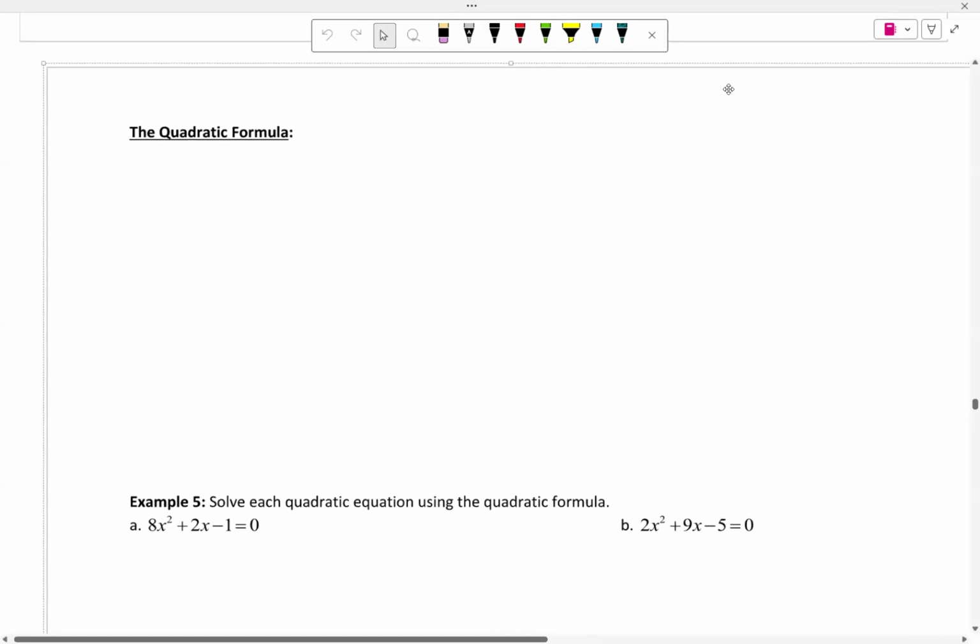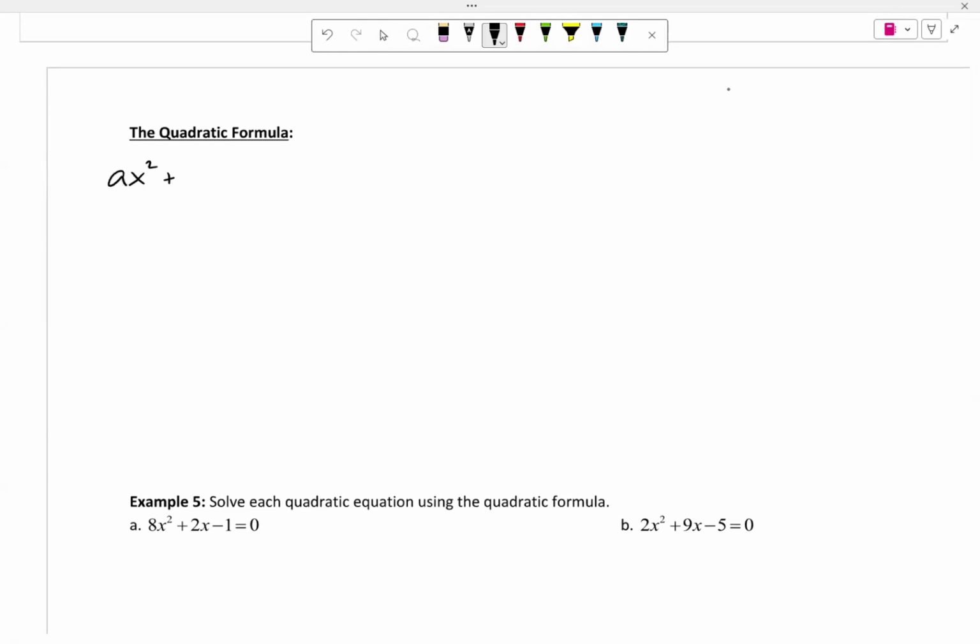Now, how do we know that formula is true? We're going to solve it. We're going to start with a quadratic equation from which I've taken away all the numbers and replaced them with arbitrary constants like this. ax squared plus bx plus c equals 0. So I have a quadratic equation here that I'm going to solve using.